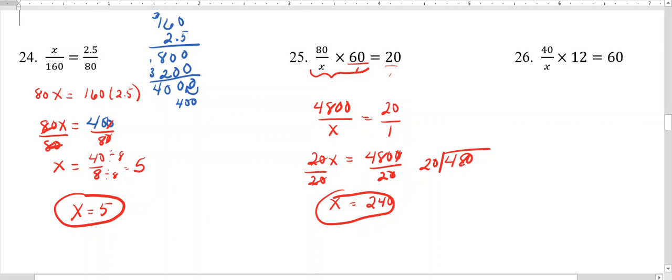20 goes into 48 2 times. So that gives me 40. And then the 8, bring down my 0. 20 goes into 80 4 times. Oh, I divided by 20. I canceled that 0. I knew I was doing something wrong. Try this again.